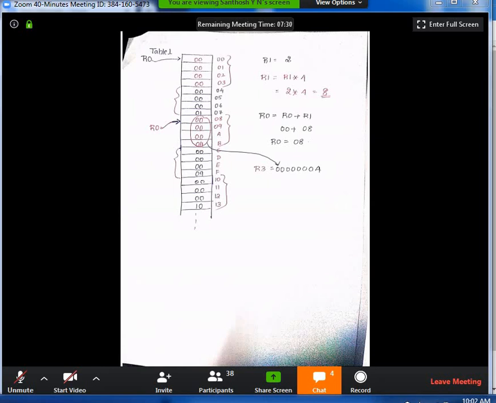Yes, tell me. Sir, in that shifting, is it necessary that every time we need to shift by 2? Yes. Why? Because you have to shift by 2 as it will be multiplied by 4. Each data will be taking 4 memory locations, right? Yes, sir. Each data will be taking 4 memory locations. So therefore you have to always shift by 2 only.